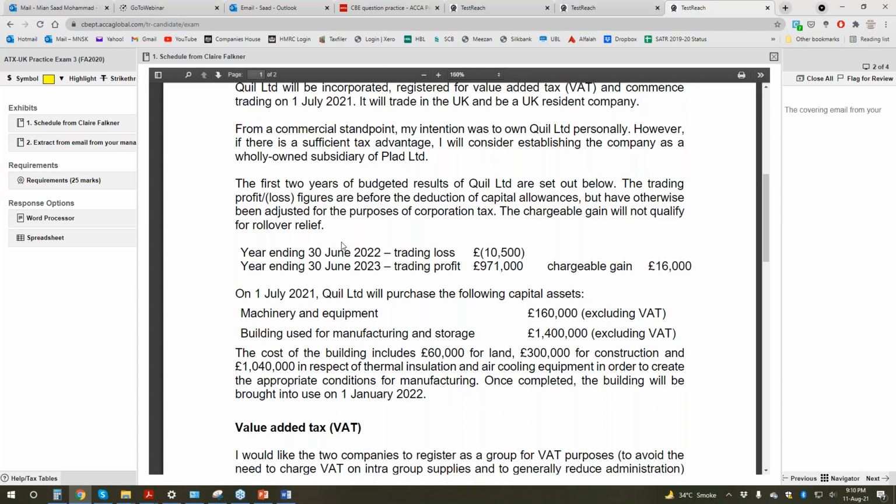Okay guys, so what are the following assets we have bought? We have bought machinery and equipment, which will obviously qualify for WDA 18%. Building used for manufacturing and storage. Now guys, for that I'll be needing a bit more details, because there is a new capital allowance that has been introduced in the Finance Act 20, and that is structures and buildings allowance.